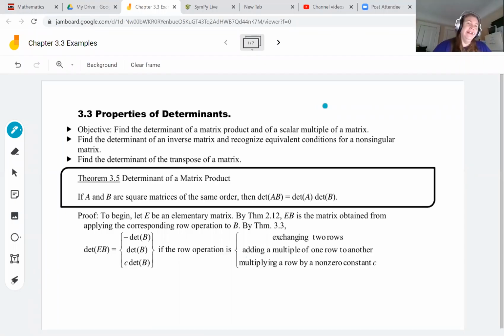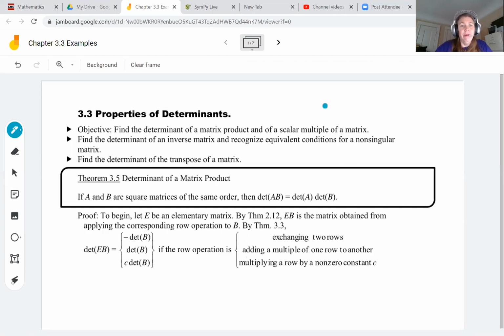In this video, we take a look at chapter 3.3, properties of determinants. So our learning objective for this video is to find the determinant of a matrix product and the determinant of a scalar multiple of a matrix. In the next video, we will cover the learning objectives to find the determinant of an inverse matrix and recognize equivalent conditions for a non-singular matrix. And we will find the determinant of the transpose of a matrix.